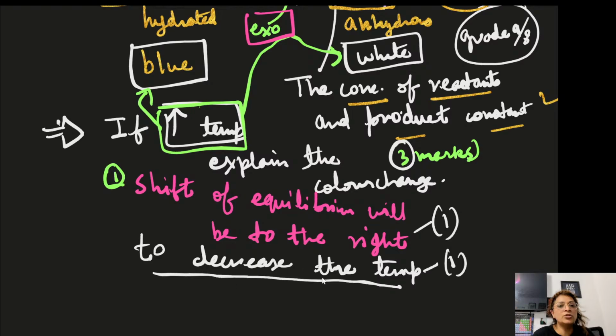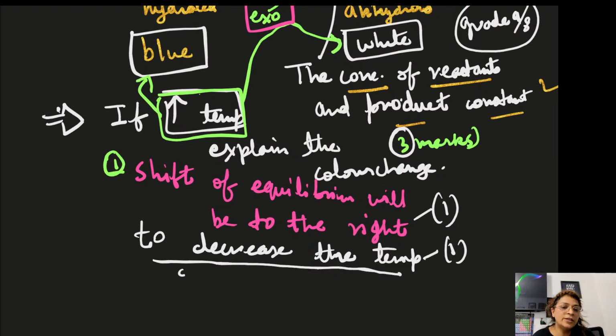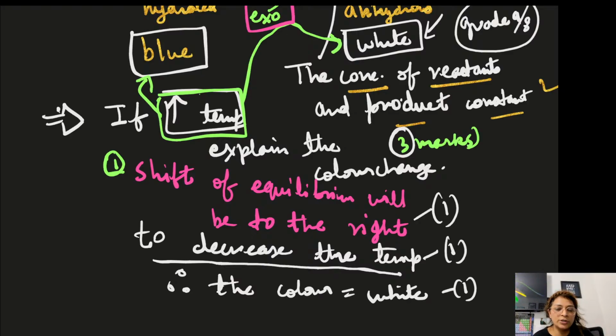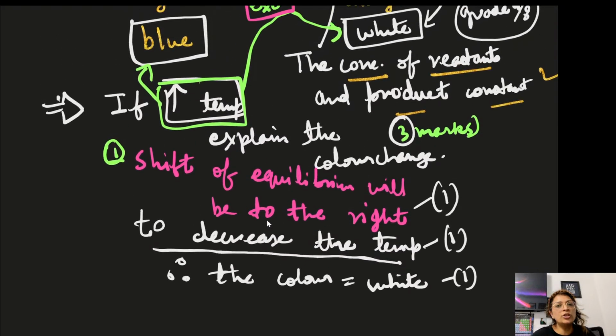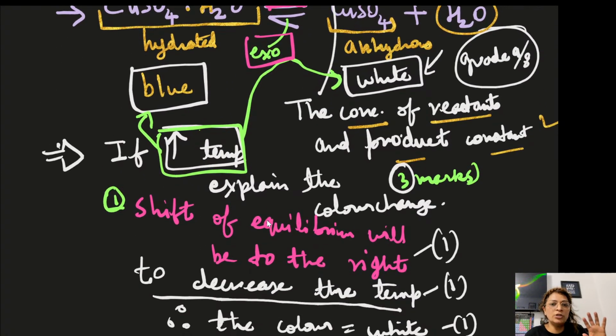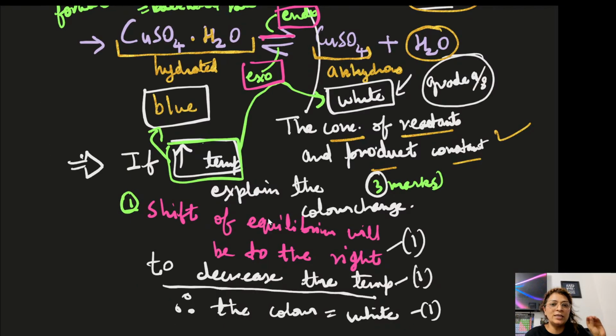Okay, fine. So therefore the color will be more white, because towards the right you have white color. Therefore the color is white. Okay, 3rd marking point. So that's all about it. If you want to take a screenshot of this so that you have the key terms in your response, you can take it.